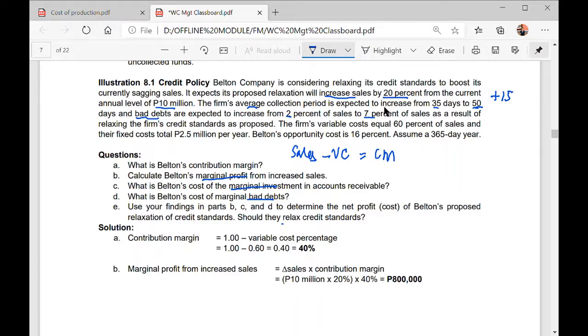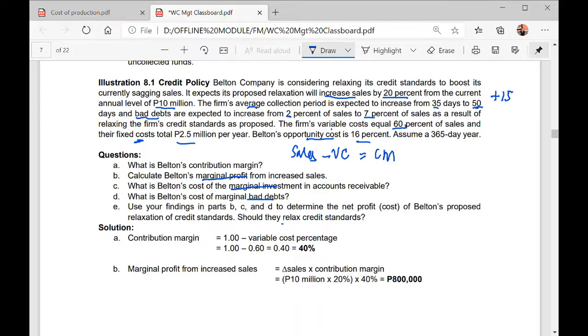So the firm's variable cost is 60% of sales and the fixed cost is 2.5 million per year. Then we have the opportunity cost is 16%. So if you're listening in our economics class, di ba, what is variable cost? This is dependent on the output. Pag daghan kag production, dako po dato ang total variable cost. Meanwhile, ang fixed cost is the same whether daghan tag ma-produce or gamay.